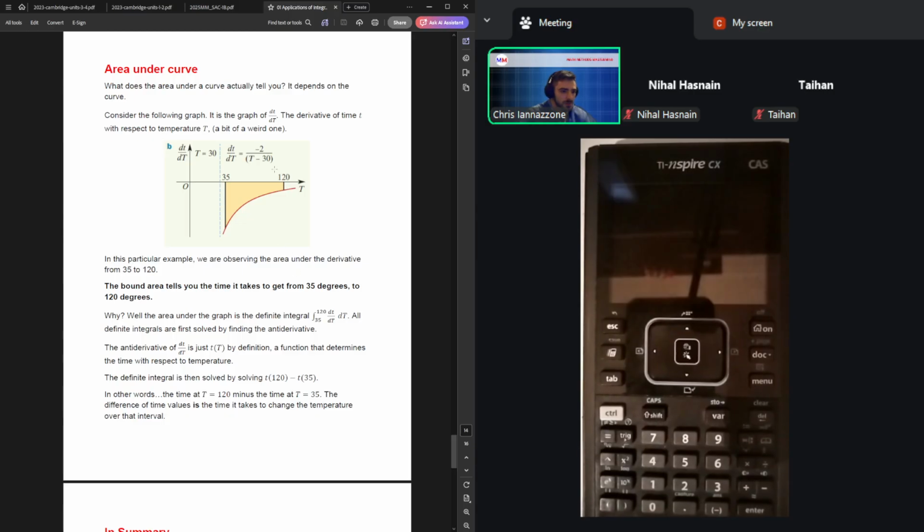Then, in step 2, because you're subbing in these boundaries, you now have your time in terms of temperature equation, and you're subbing in different values of temperature. This is on your capital T axis, where capital T is for temperature. So you're essentially saying time at temperature 120 minus time at temperature 35. What this area under a curve is explaining is the time it took to get from here to here, because you have two time values that you're subtracting from each other.